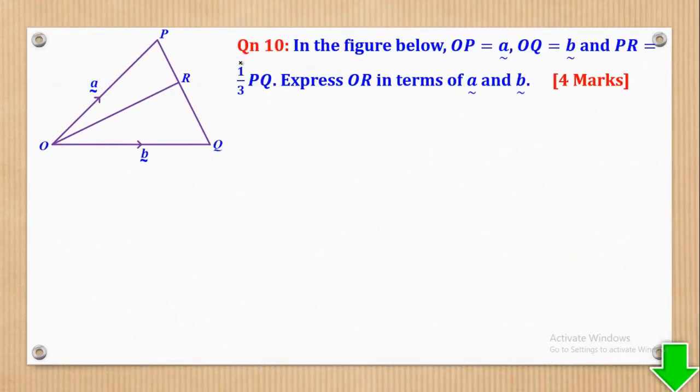So that was question 9. Now we shall go to question 10. So question 10 says, in the figure below, OP is vector A and OQ is vector B. So this symbol means tilde, so OP is A tilde and OQ is B tilde, and PR is a third of PQ. Express OR in terms of A tilde and B tilde.